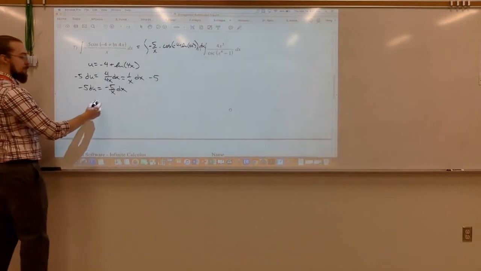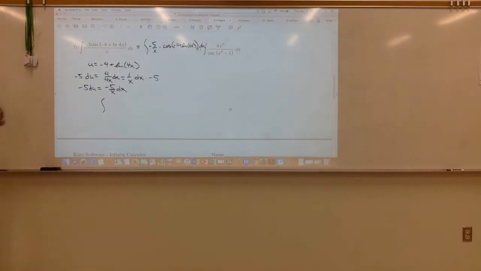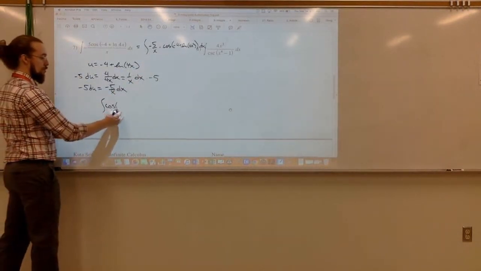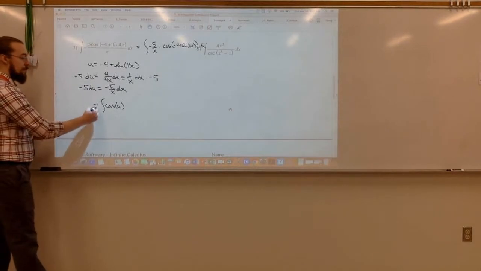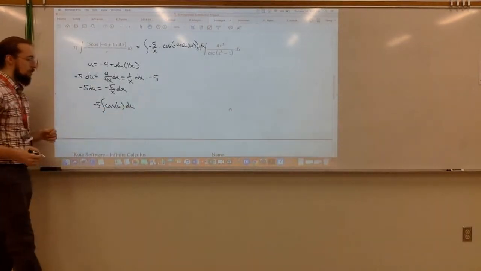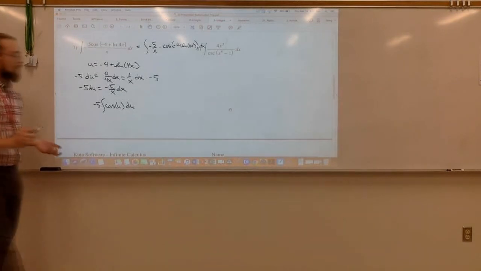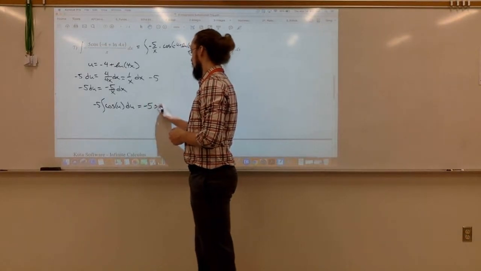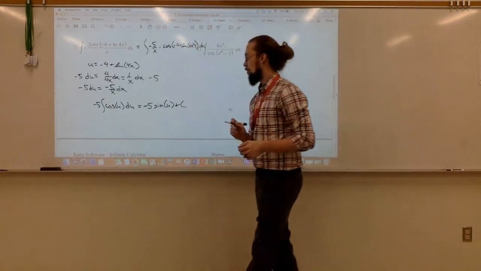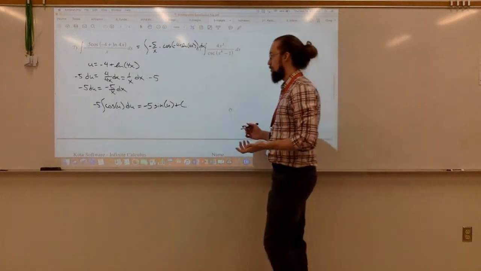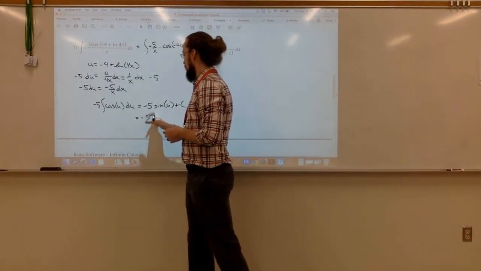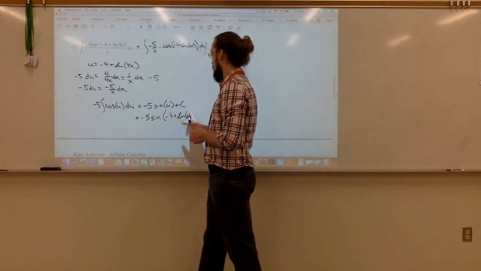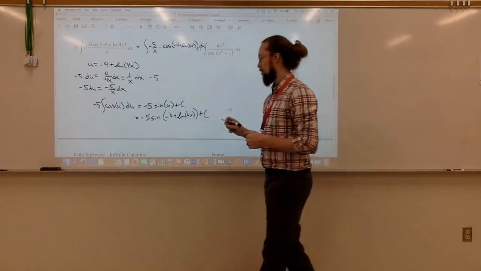Then I can do my u substitution. So what I end up with here is cosine of u times negative 5 du. So what's the antiderivative of cosine? Sine. So we'll have negative 5 sine of u plus c. And then plug the u back in. So negative 5 times the sine of negative 4 plus the natural log of 4x plus c.